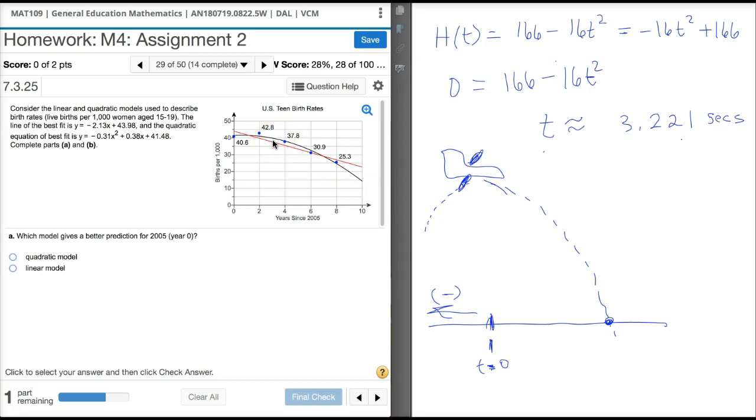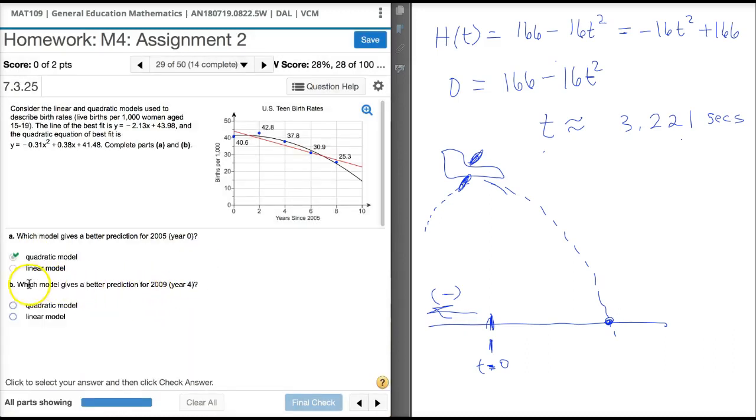Although neither of them models the data perfectly, the quadratic one goes along with the trend or shape of these points a little closer than the line does. So when they ask which model gives a better prediction for 2005, which is year 0, we see that the quadratic one has a point that's almost the same as the actual data point here. So we would go with the quadratic model.